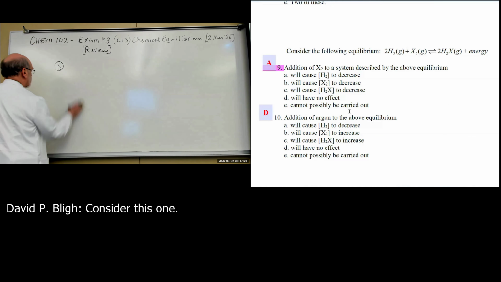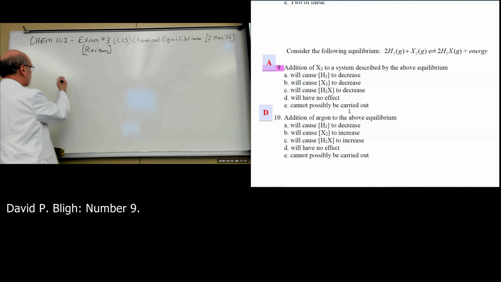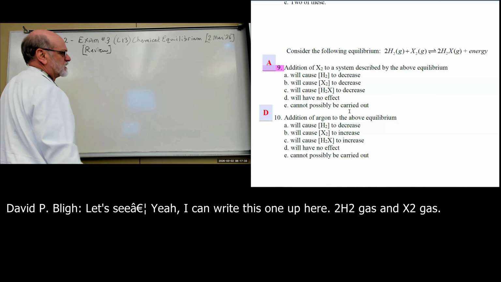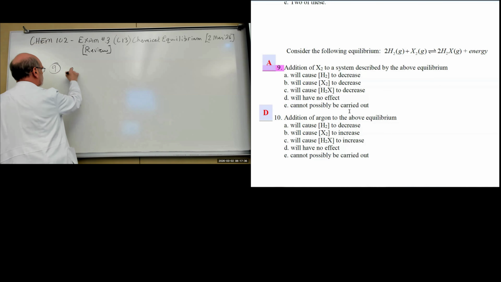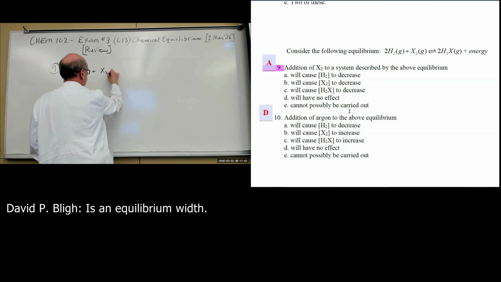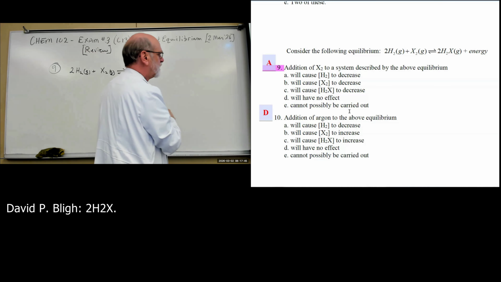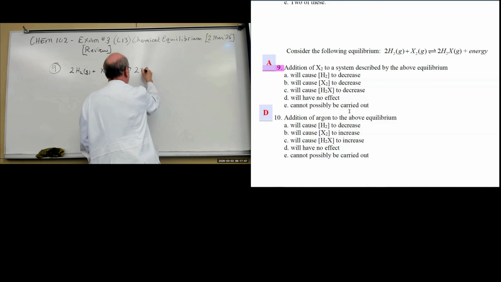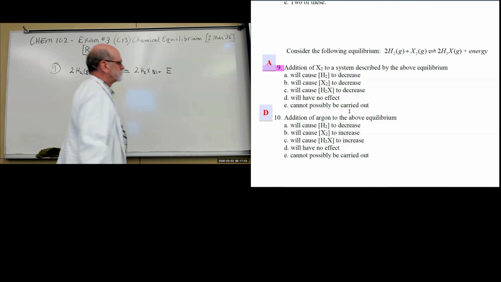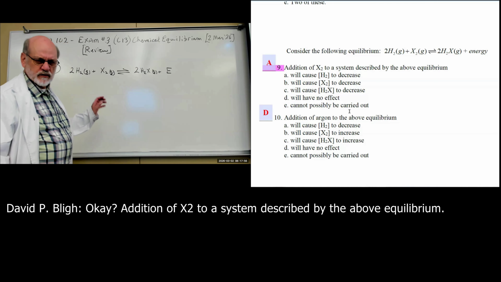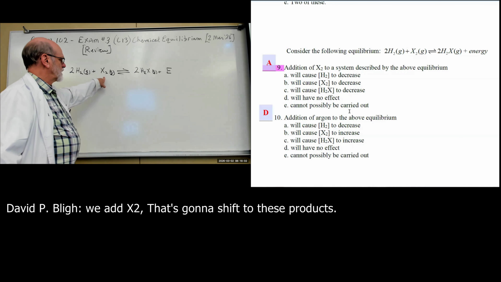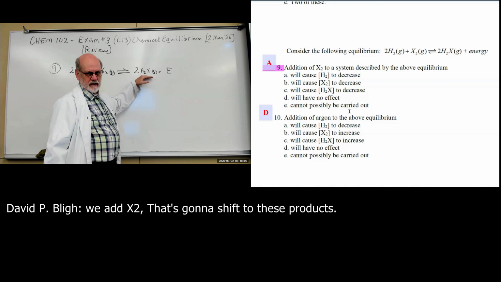All right. Consider this one. Number 9. Let's see. Yeah, I can write this one up here. 2H2 gas and X2 gas is in equilibrium with 2H2X gas plus energy. Okay. Addition of X2 to a system described by the above equilibrium. We add X2. That's going to shift to these products.